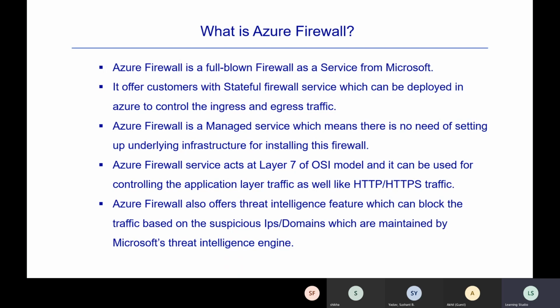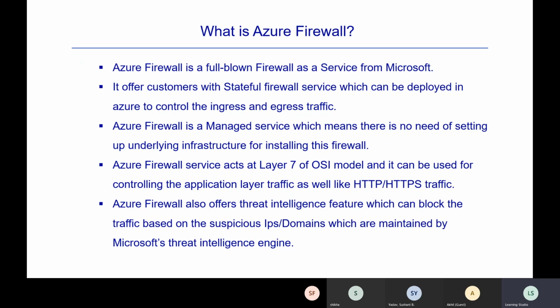Then the second very important point is it offers customers a stateful firewall service. Now we can have a good discussion on what is a stateful firewall versus a stateless firewall, and maybe I have a few points on stateful versus stateless in my next slides. Azure Firewall is basically a stateful service which can be deployed in Azure to control the ingress and egress traffic. That's the primary job of a firewall, to control ingress and egress traffic. So this firewall can be deployed in your Azure infrastructure to control your ingress and egress traffic within Azure.